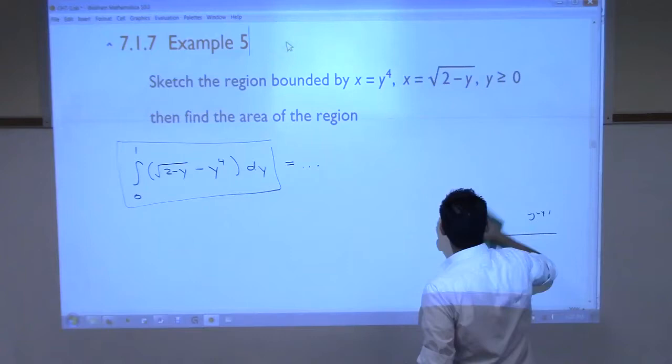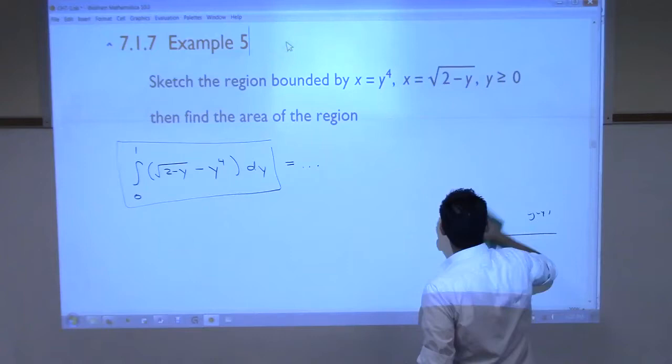Sketch the region bounded by x equals y to the 4th. Hey, look at that. That's x equals, not y equals, x equals. So I'm already thinking horizontal rectangles because they're both solved for x, right? X equals root 2 minus y, and then y is greater than or equal to 0.